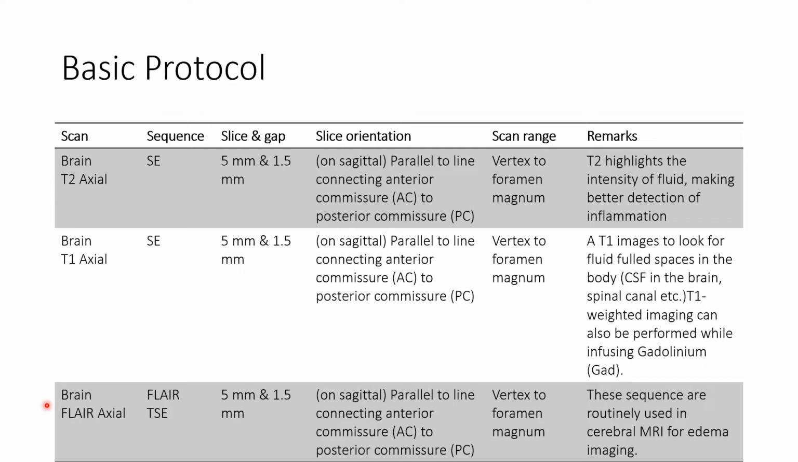For the brain FLAIR axial protocol, we use a FLAIR TSE, with a slice thickness of 5 mm and slice gap of 1.5 mm. The slice orientation is the same as T2 and T1. Also the same for the scan range. So these FLAIR sequences are routinely used in cerebral MRI for edema imaging.